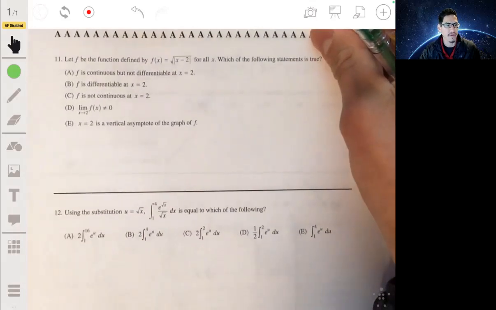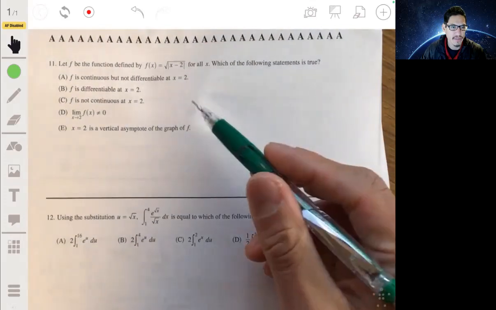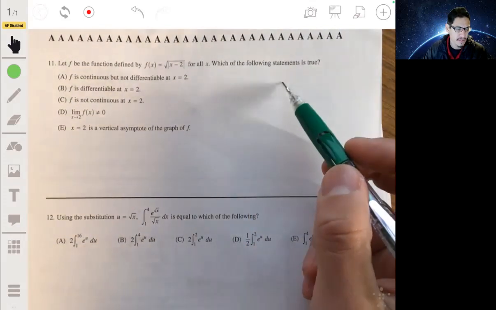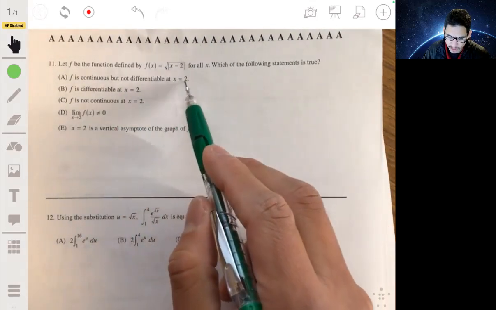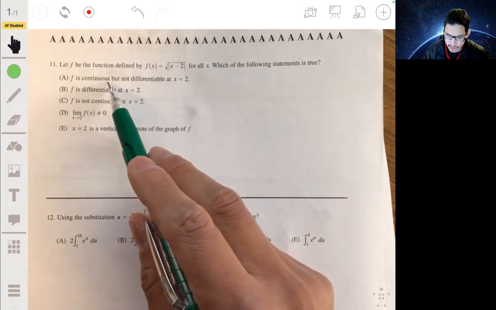If f is the function defined by f of x is the square root of the absolute value of x minus 2 for all x, which of the following statements is true? F is continuous but not differentiable at x equals 2. Okay, it's continuous, let's see.